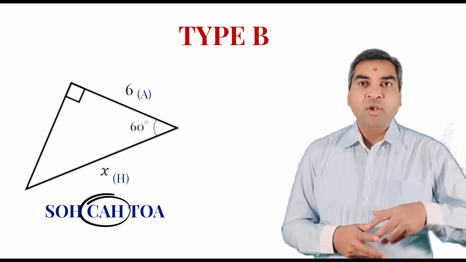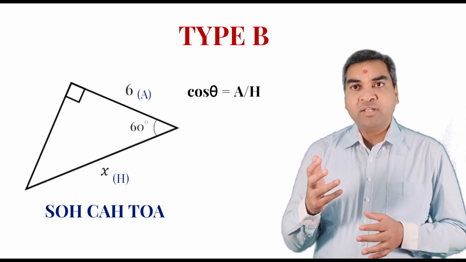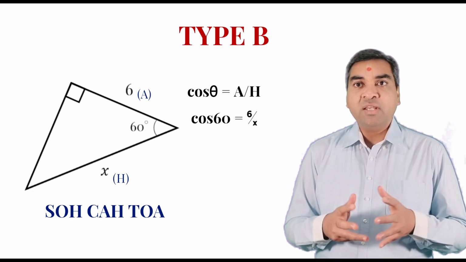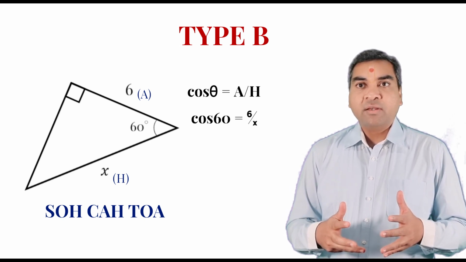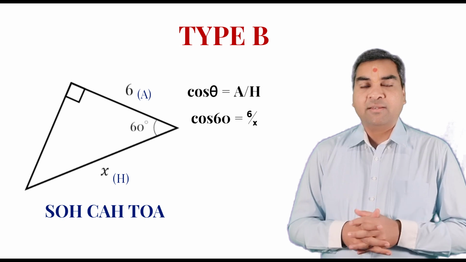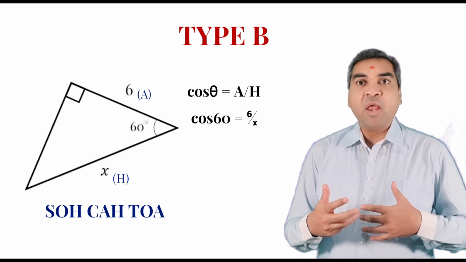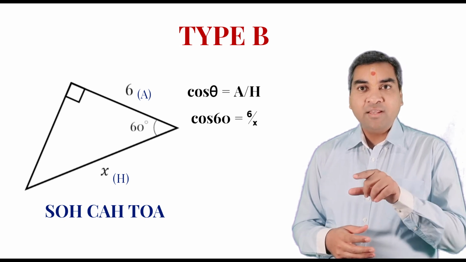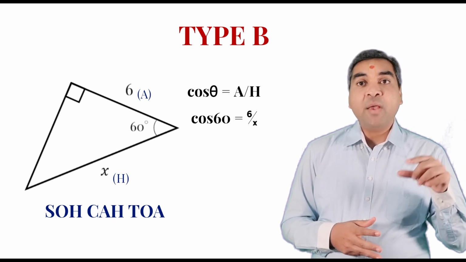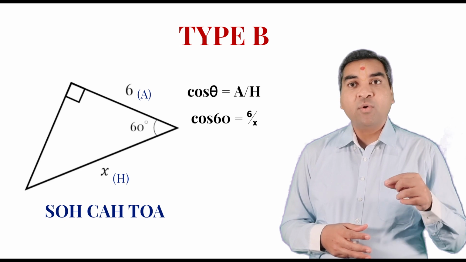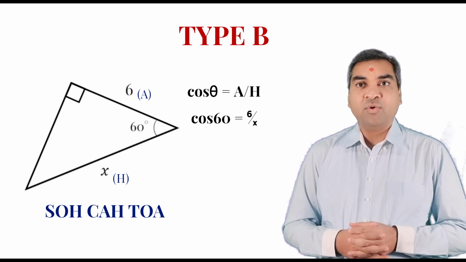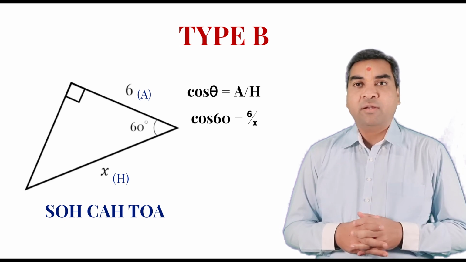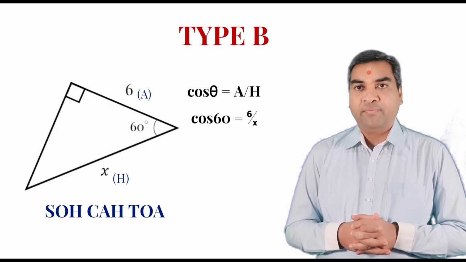Cah, that means cos theta equal to adjacent upon hypotenuse. My theta is 60. So cos 60 equal to 6 over x. Now this is a type B question, because my unknown side is in the denominator. In the type A category, my unknown side was in the numerator. But in this question, my unknown side x is in the denominator. So that is a difference.